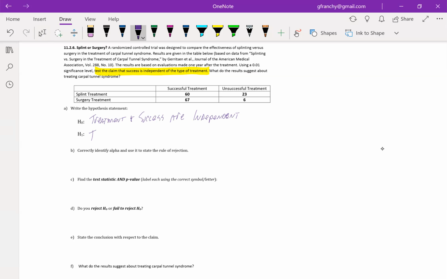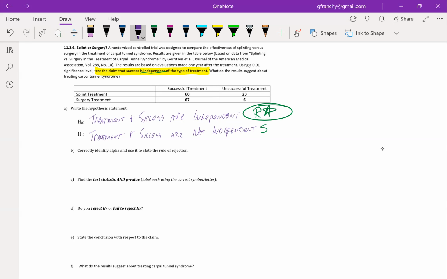And our alternate, treatment and success are not independent. So we'll put the R, we'll put the S, but our claim was of independence. So we're going to talk about whether or not we have the evidence to reject this claim.